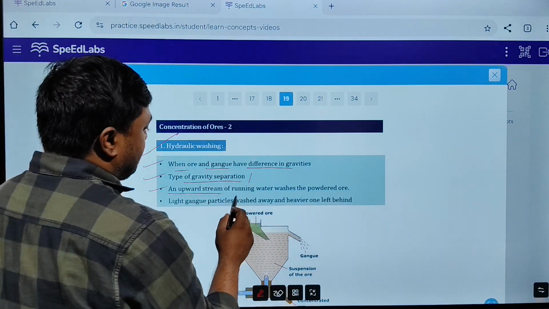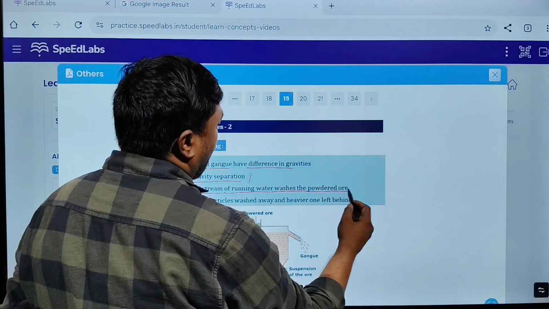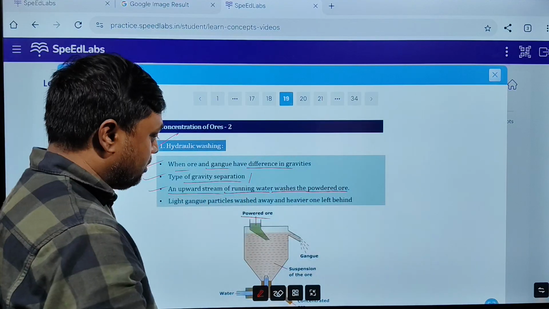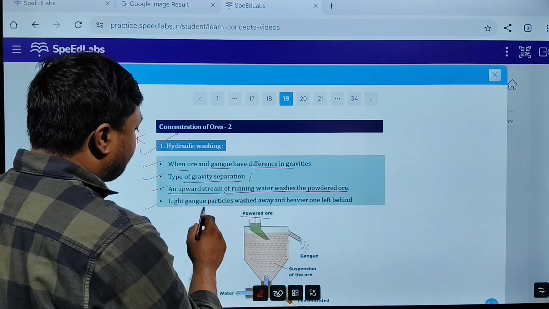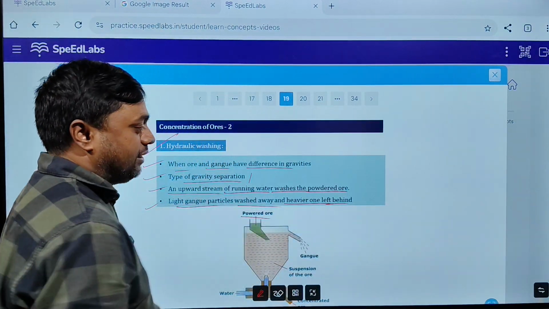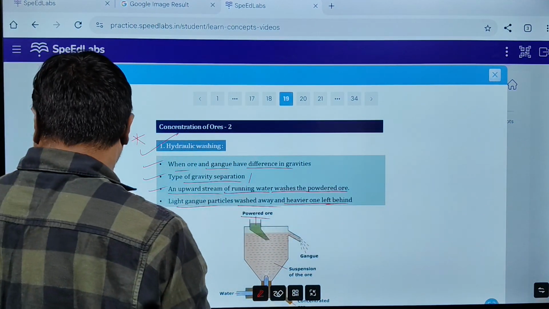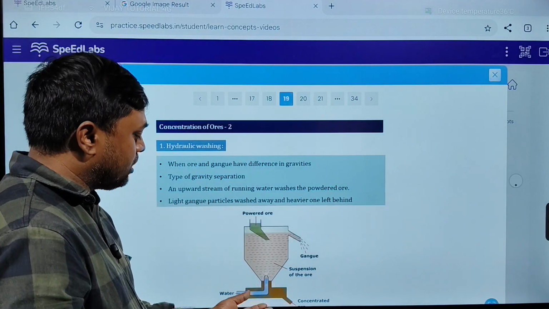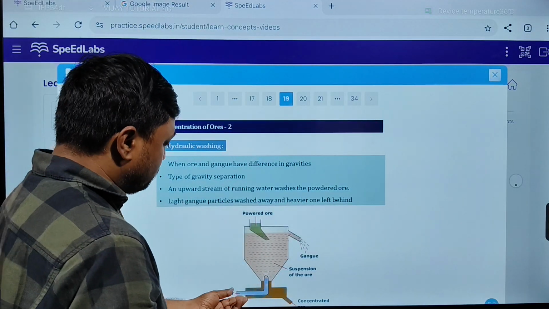An upward stream of running water washes the powdered ore. Here, a jet of water is blown, so impurities are washed away. The light gangue particles are washed away and the heavier ores are left behind. In this way the lighter impurities are washed away and the heavier ores remain. Here you can see.